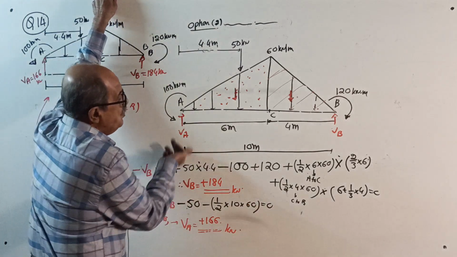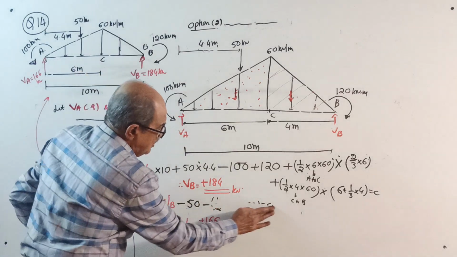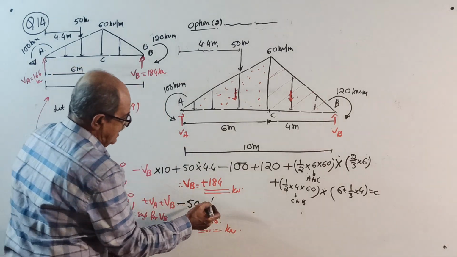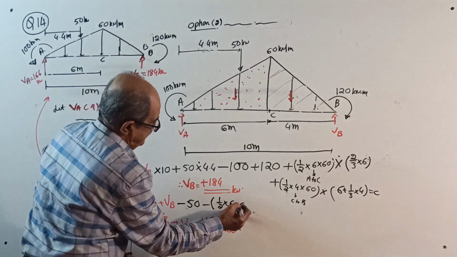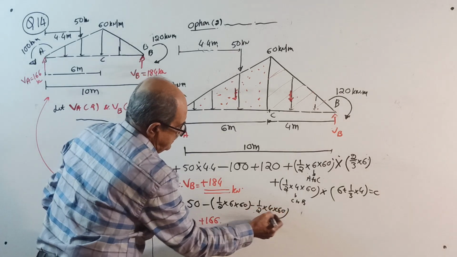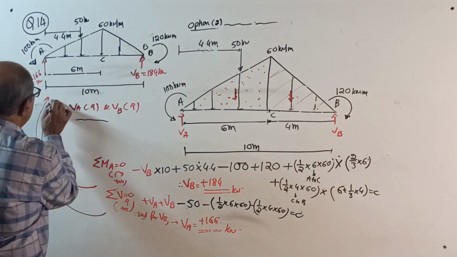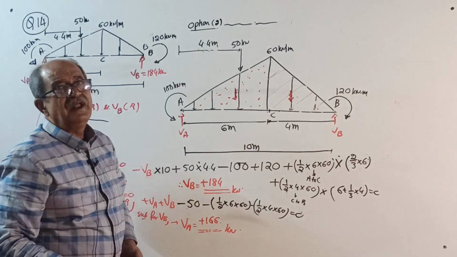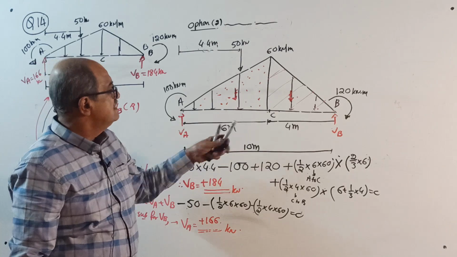Sigma V equal to 0, VA plus VB, you can maintain same way, or you can do one thing. If you want separately, minus half into 6 into 60, also minus half into 4 into 60 equal to 0, VA. Then again come back here, write one more diagram, or you can write answer is tallying, so same answer is valid. This is also over.